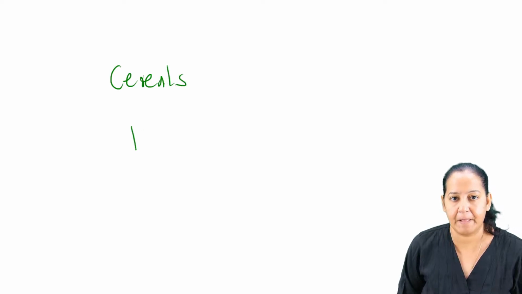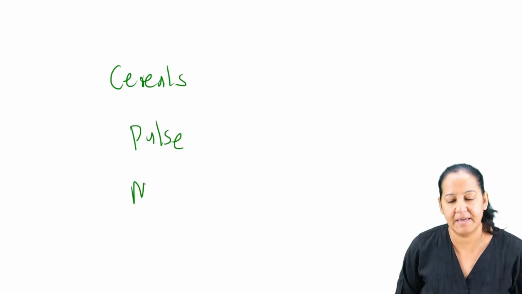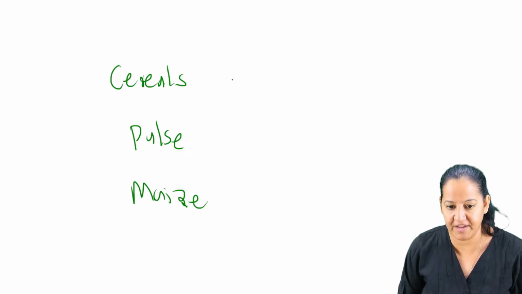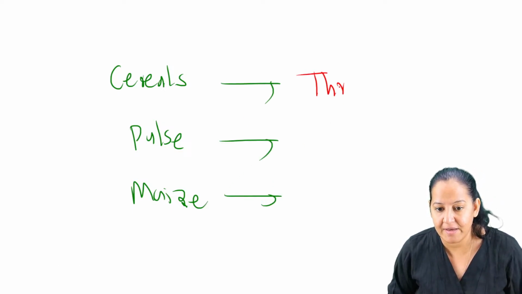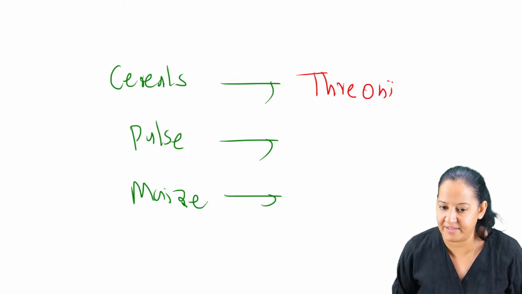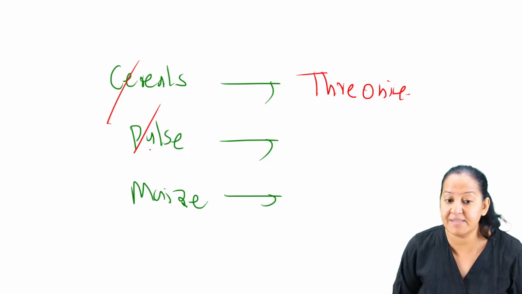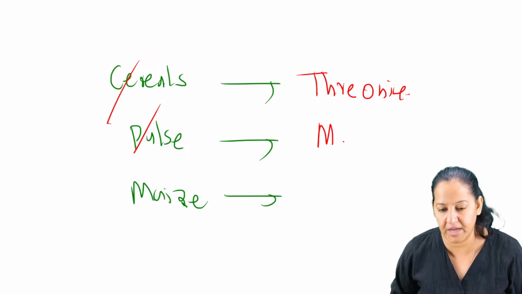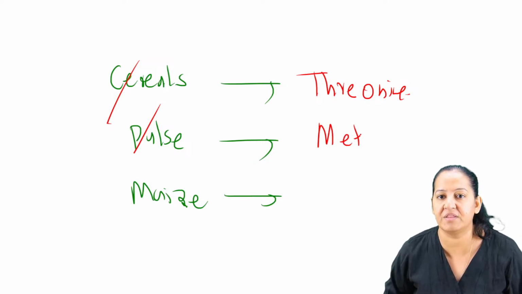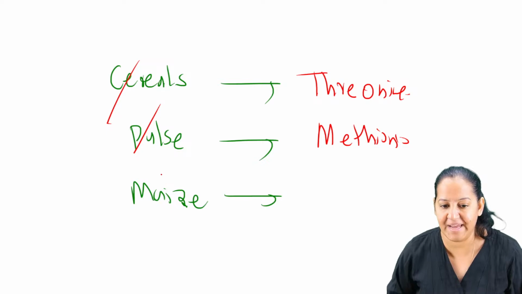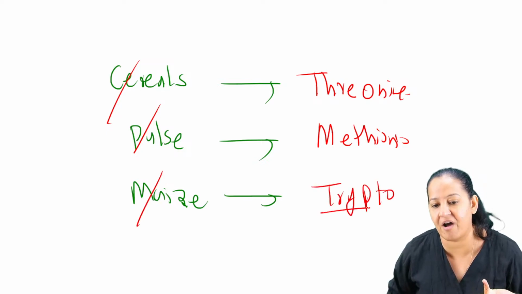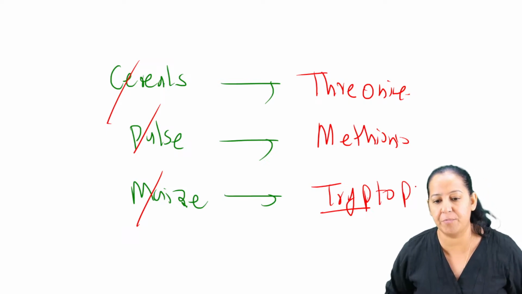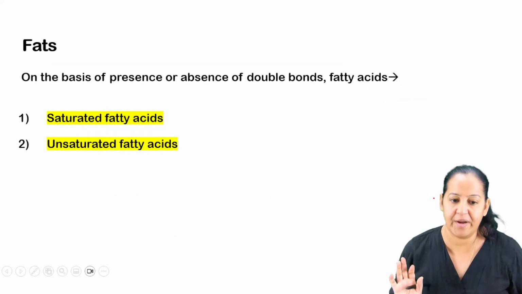Cereals, pulses, and maize. Can you tell me what they are deficient in? Cereals. When we eat cereals, 309. They are deficient in 309. Pulses, Prime Minister, is methionine. And maize is tryptophan. You can learn, or you can make some other mnemonic. So please learn. You get questions on that.